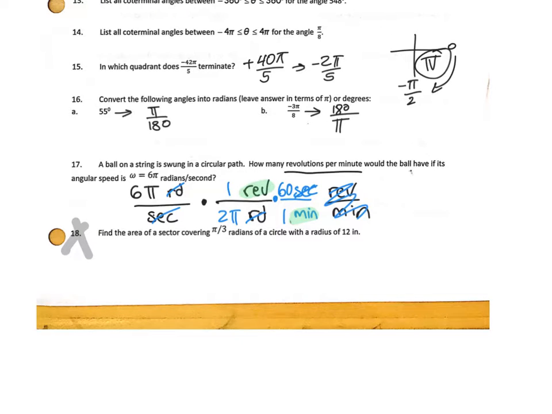So what you need to do is multiply 6 pi times 60 over 2 pi. So that will be, the pi's cancel out. 6 divided by 2 is a 3, and then 3 times 60 will be 180 revolution per minute. So that's how you change from angular speed to revolution per minute.